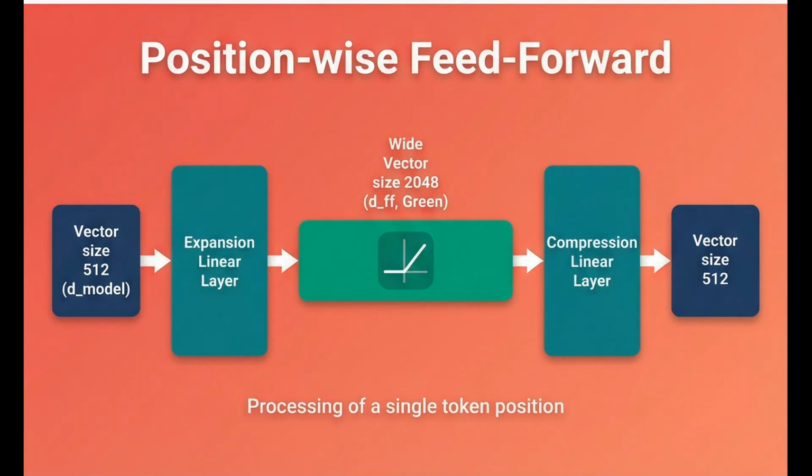The feed-forward network is applied to every position identically and independently. It projects the vector to a higher dimension, typically 4 times the model size, applies a ReLU activation, and projects it back down. This adds nonlinearity and capacity for complex processing.